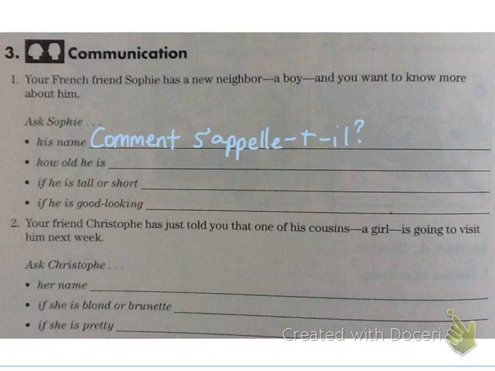And number 2, your friend Christophe has told you that one of his cousins, a girl, is going to visit him next week. Ask Christophe what is her name. So again, fairly similar to what you're doing, but this time you're asking about a female. Okay? And up here you're asking about a male.